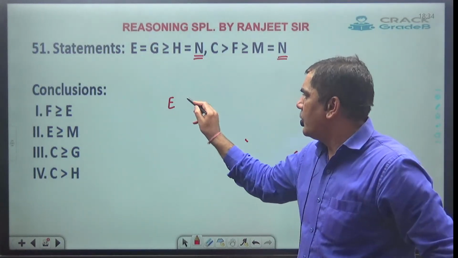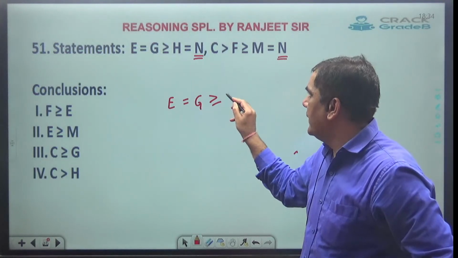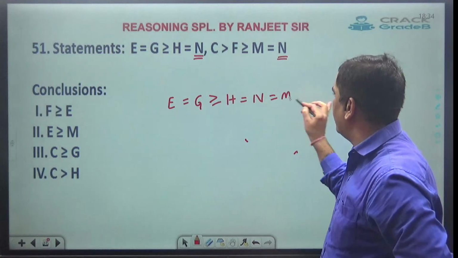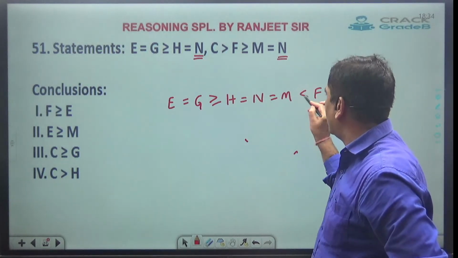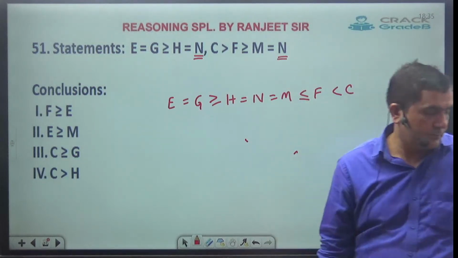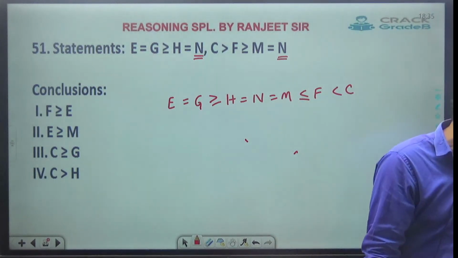E followed by G followed by H followed by N. N will have M. M will have F. Faces towards F. F will have C. Faces towards C. Clear?